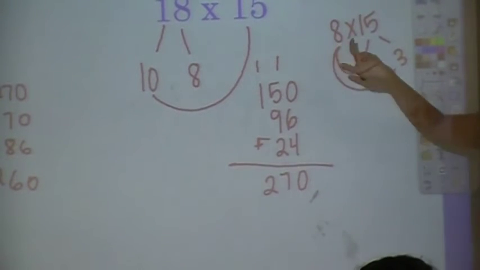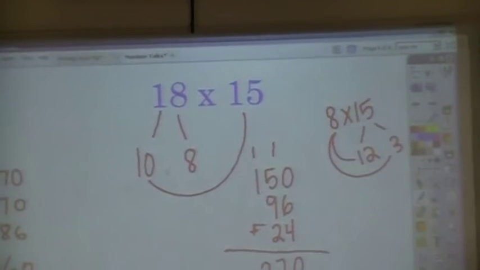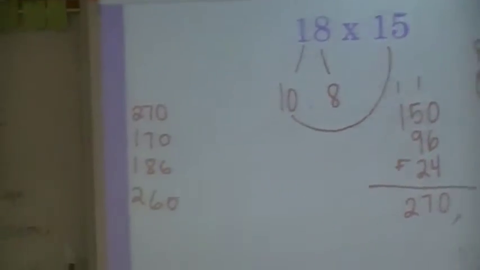Now you see that these are big numbers to try and keep in our head, but I want to see if you guys can try it and do it. And you guys, so far, so good. Briar? I decomposed both numbers. I decomposed the 18 into 10 and 8. Then I decomposed the 15 into 10 and 5.